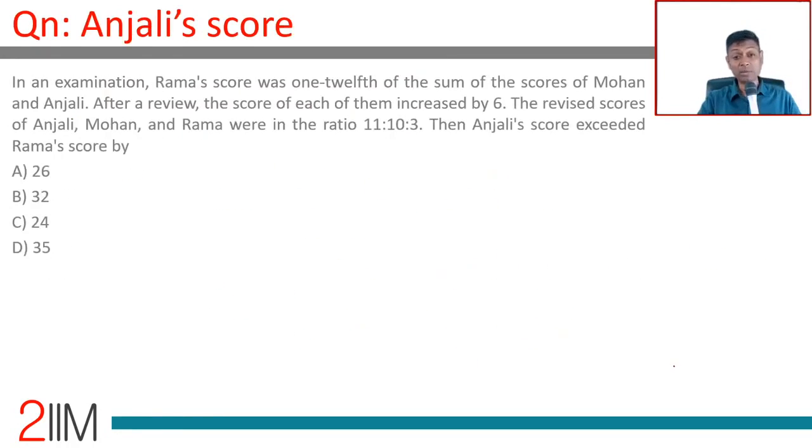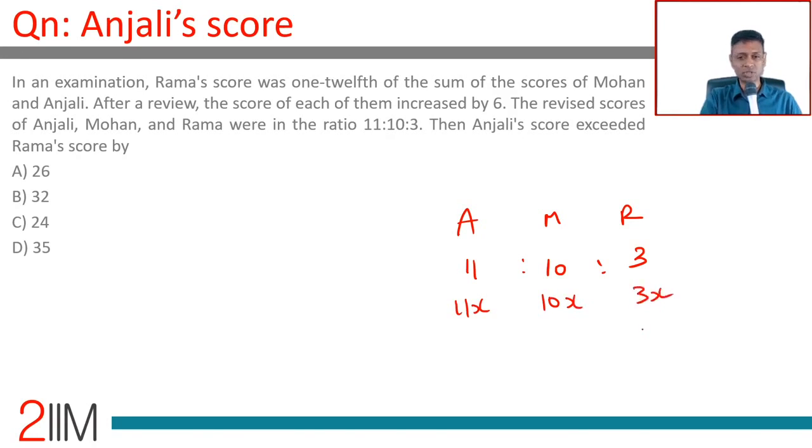In an examination, Rama's score was 1/12 the sum of the scores of Mohan and Anjali. After a review, the score of each of them increased by 6. The revised scores of Anjali, Mohan and Rama were in the ratio 11:10:3. Whenever a ratio is given, simple idea, start your variable from that point. So let's say their scores after review were 11x, 10x and 3x. Each of them has got 6 more. So before that, it could mean 11x minus 6, 10x minus 6, 3x minus 6.